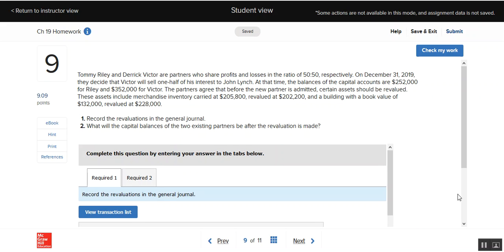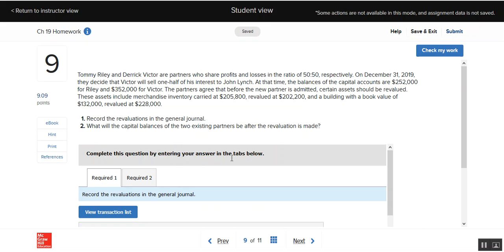Okay, so in this one it says Tommy Riley and Derek Victor are partners who share profits and losses at a ratio of 50-50. Then they decide that Victor will sell one half of his interest to John Lynch. At that time, the balances of the capital accounts are $252,000 for Riley, $352,000 for Victor. The partners agreed that before the new partner is admitted, certain assets should be revalued. It looks like those are inventory and a building. So we've got to make some adjustments to those.